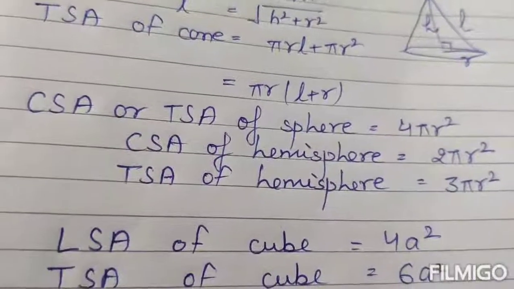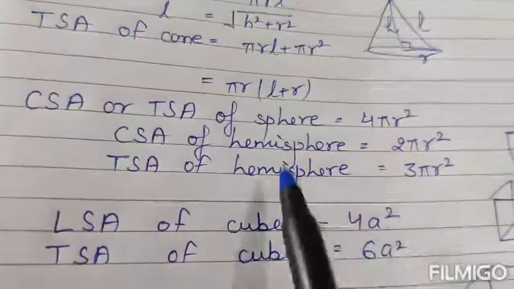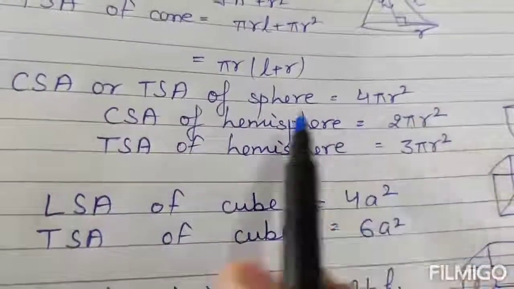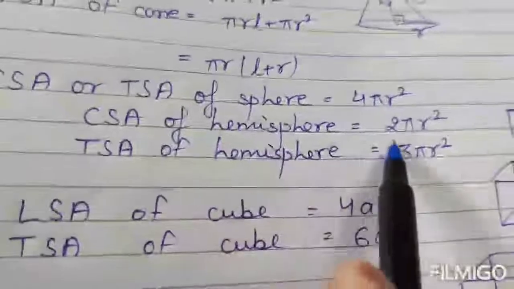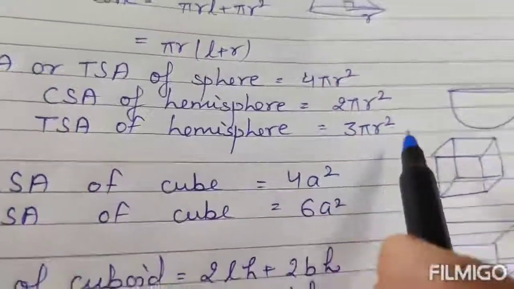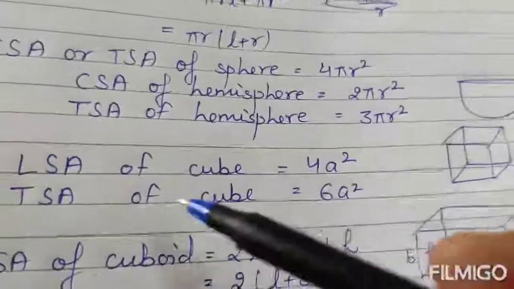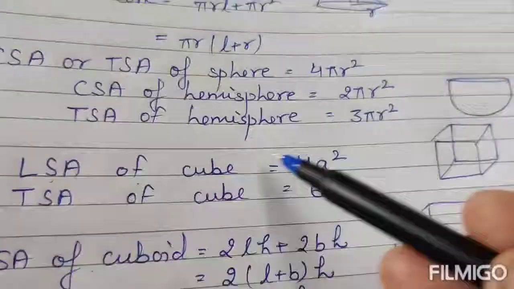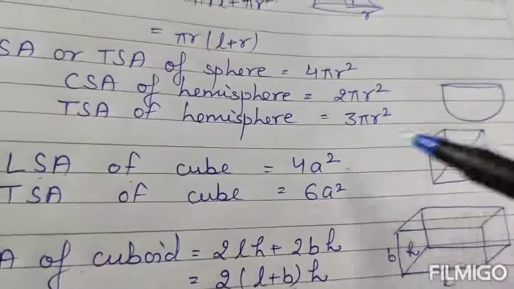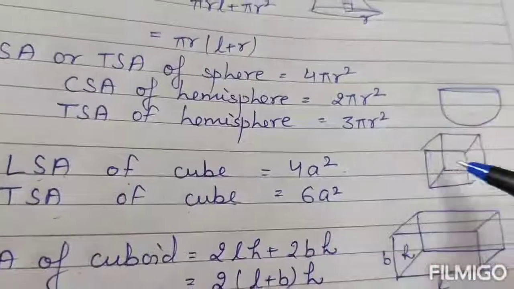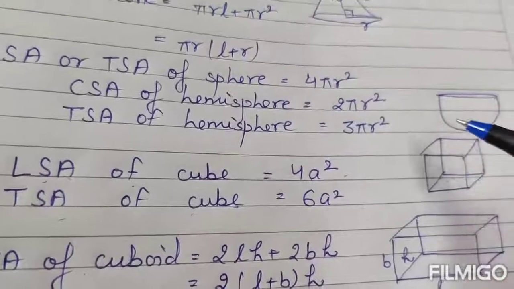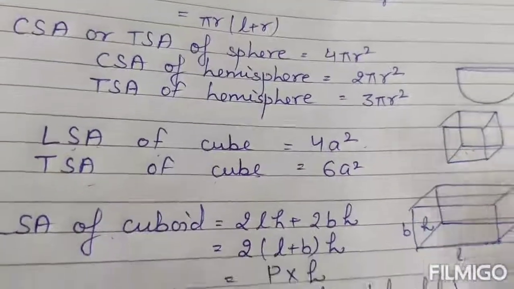The curved surface area and total surface area are equal for a sphere. The formula is 4πr square. And CSA of hemisphere is 2πr square and TSA of hemisphere is 3πr square. This is a hemisphere. Lateral surface area of cube is 4 into side square. It means area of 4 sides. And total surface area of cube is 6 into side square. Total means the area of all surfaces.